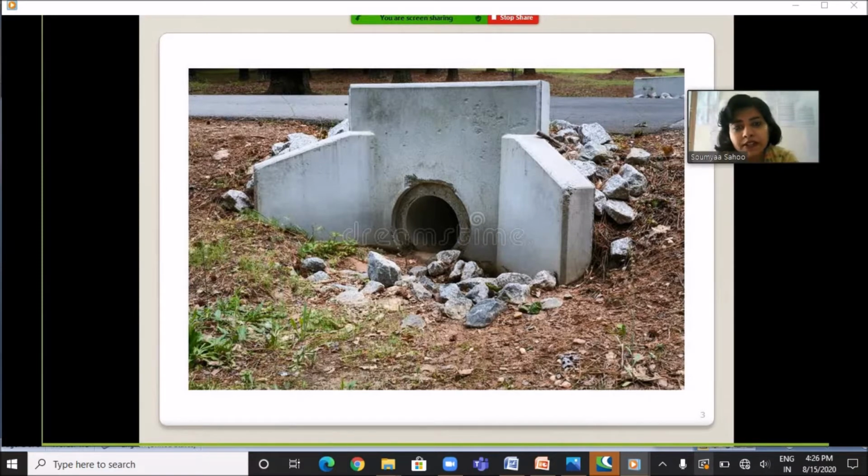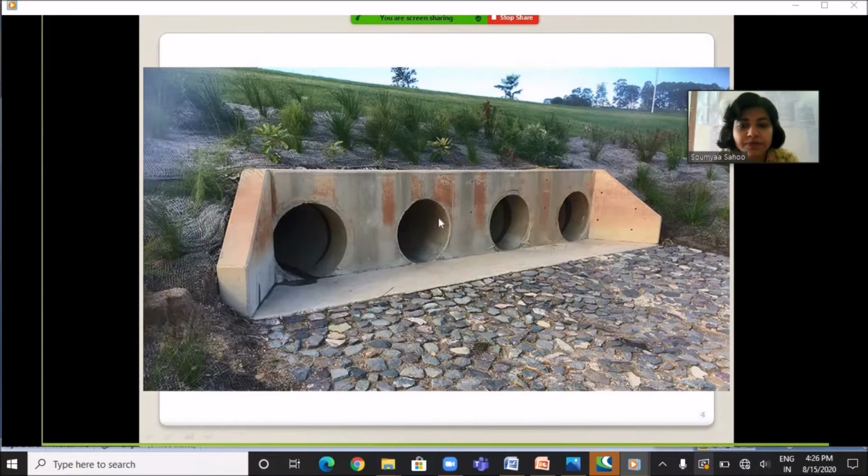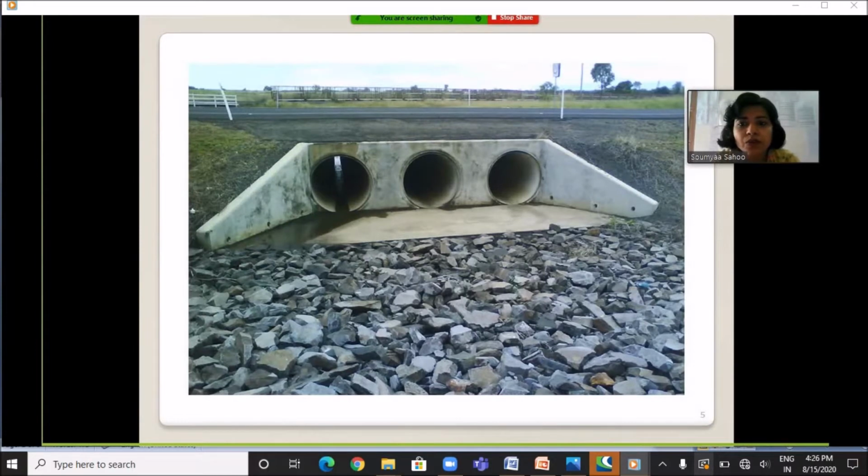Before going into the detailed estimate part, first I would like to discuss the parts of Hume pipe culvert. See, I have shared a slide which is showing a pipe culvert. Here you can see only one pipe. In this slide, you can see there are 4 pipes. So the number of pipes to be provided depends upon the amount of discharge. Here I have shown another picture of pipe culvert having 3 pipes.